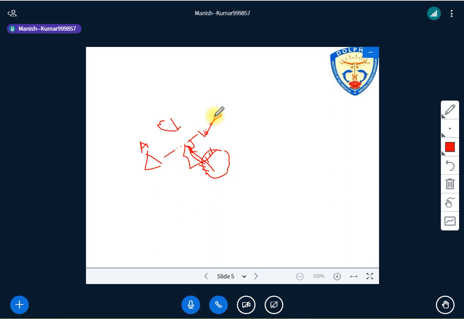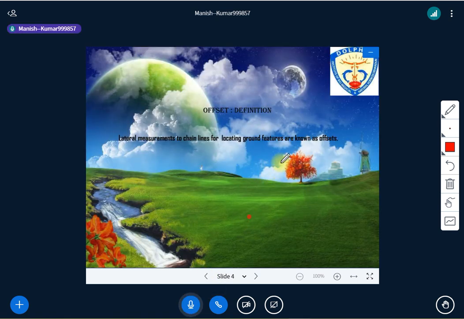offset, right? Is the concept clear to all of you? Now back to the definition. So now we are supposed to read the definition. You can easily understand the concept. See, lateral measurements to the chain line for locating ground features are known as offsets. Just look at it: lateral measurements. The simple meaning of lateral is side, right?